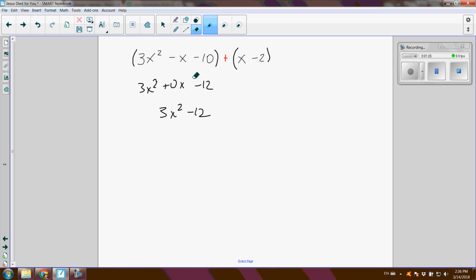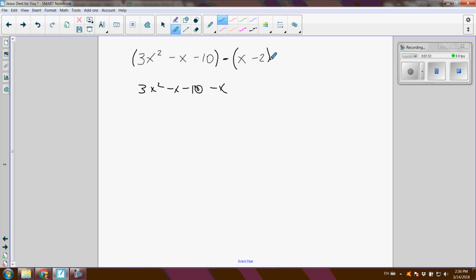Suppose we want to subtract. Subtraction is pretty easy. We just subtract the like terms. You can't subtract the x from the 3x squared, but you can subtract that x from the minus x there. So the simplest thing for most people is to subtract the x, and we're subtracting the negative 2, which basically turns it into plus 2. So we get 3x squared, negative x minus x is minus 2x, and negative 10 plus 2 is minus 8. So that will be the difference.